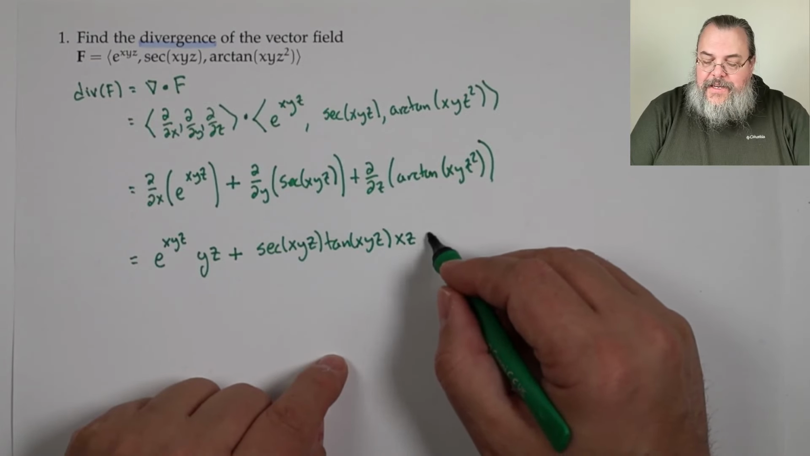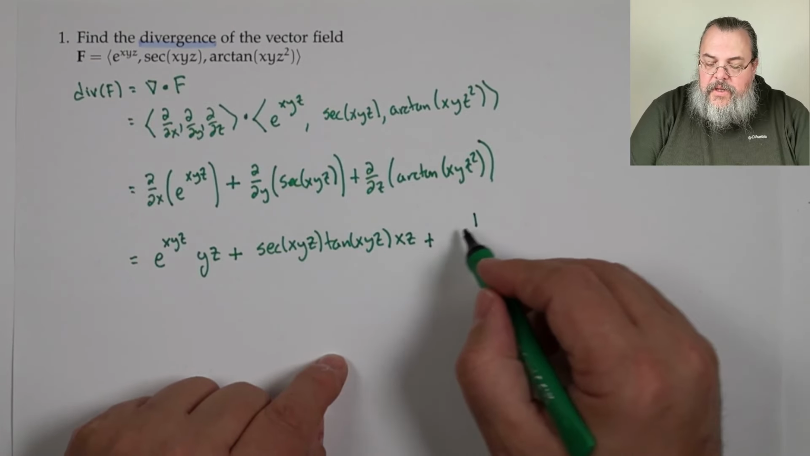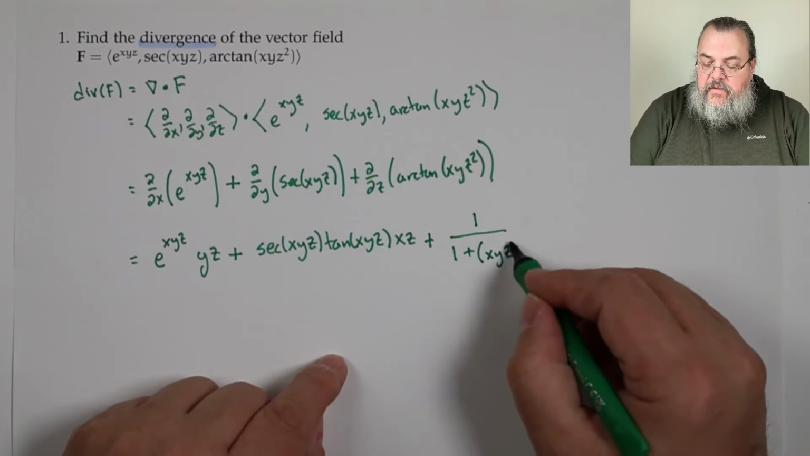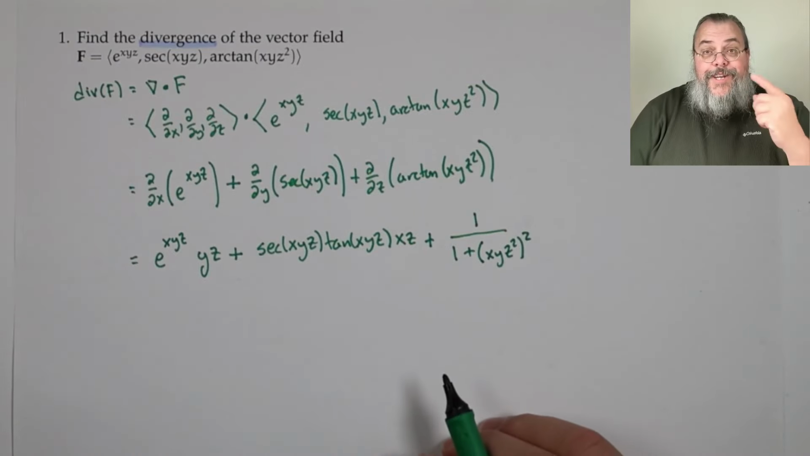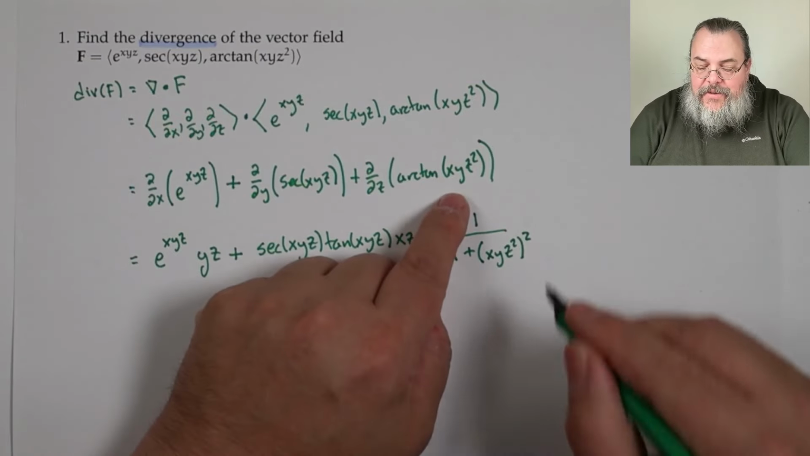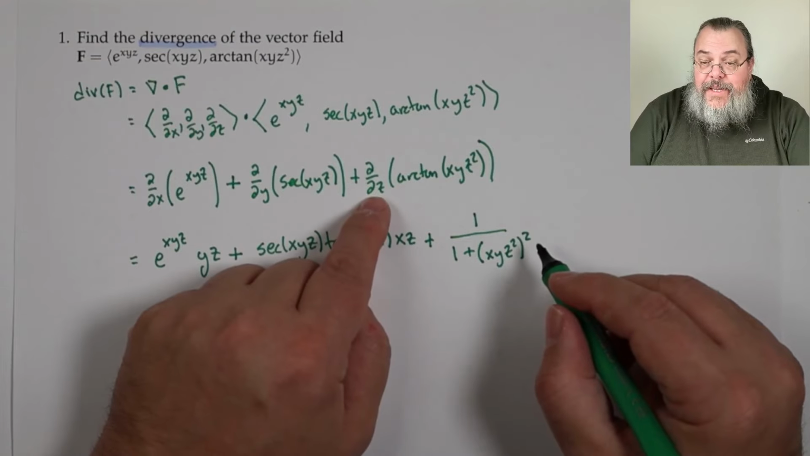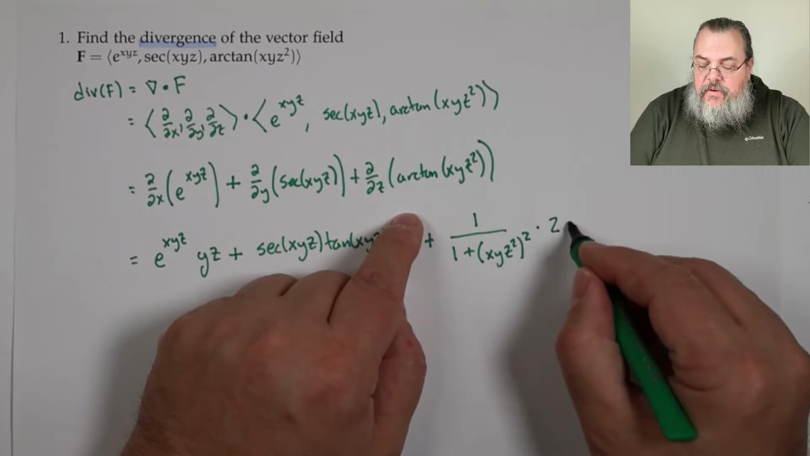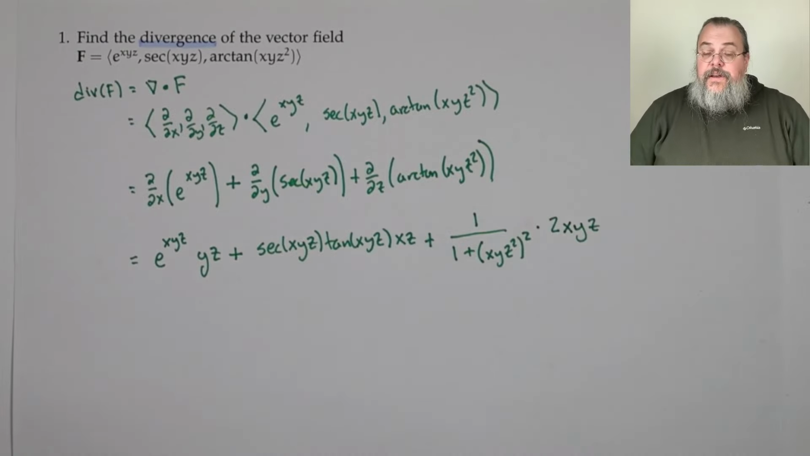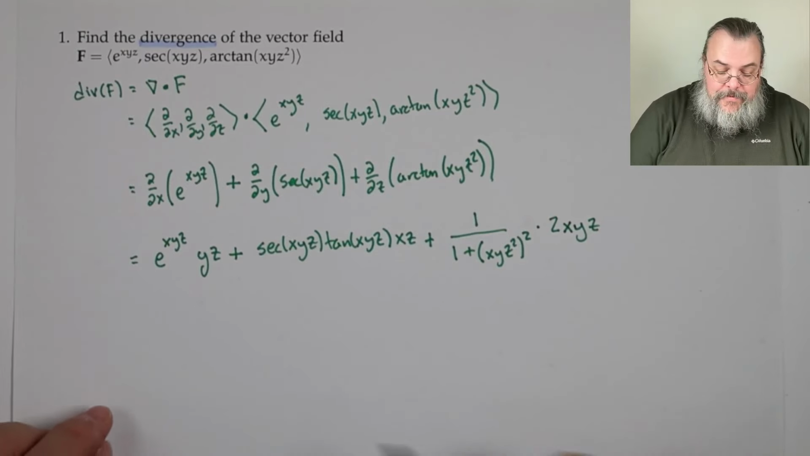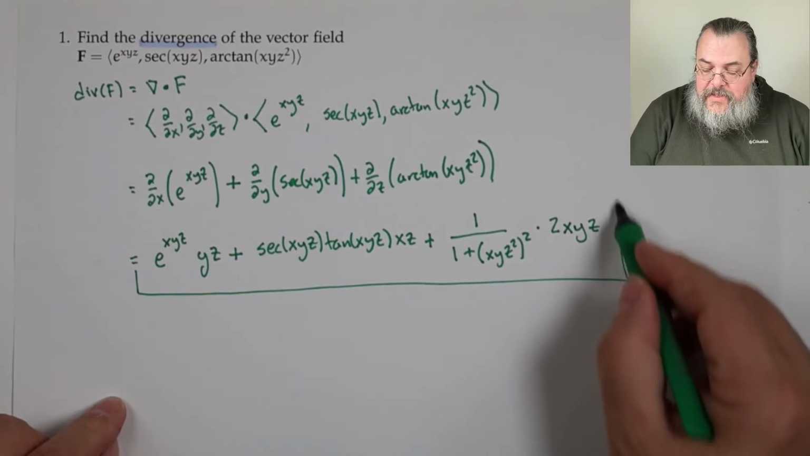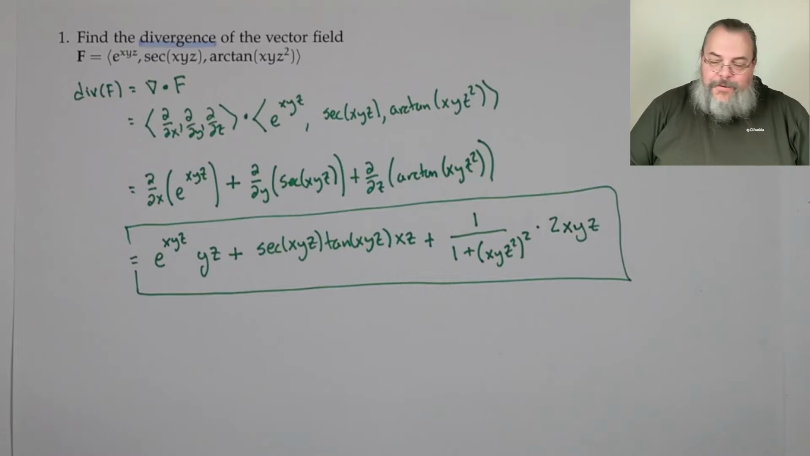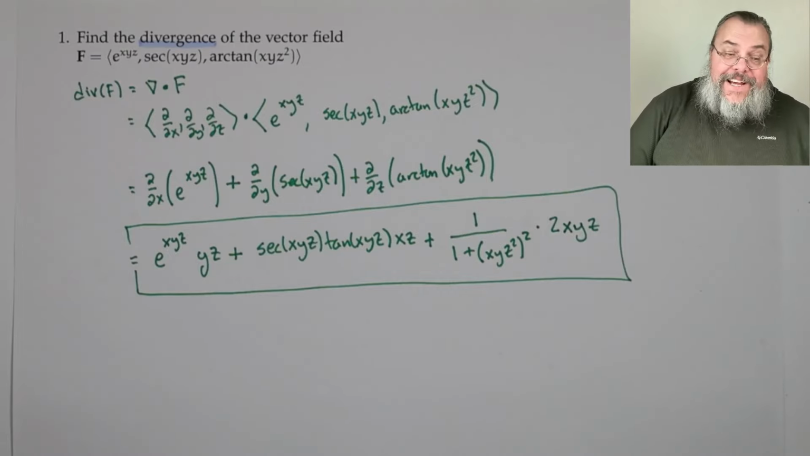Now arctangent. Derivative of arctangent is pretty cool. It's 1 over 1 plus whatever's on the inside, xyz squared, quantity squared, times the derivative of the inside. Now the derivative of the inside with respect to z. xy is a constant, derivative of z squared will be 2z, so that gives us 2xyz. All right, and now what do we do? We box our answer. We're done. What? It can be that fast?